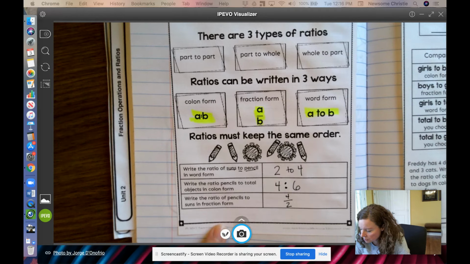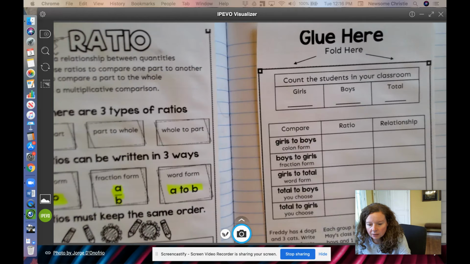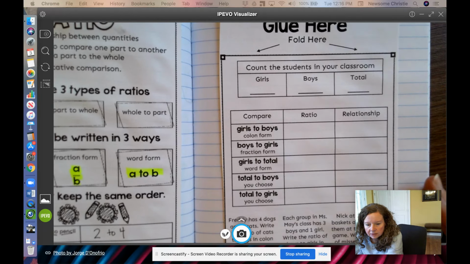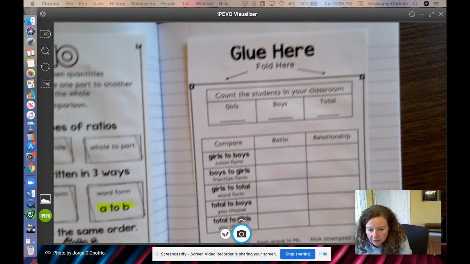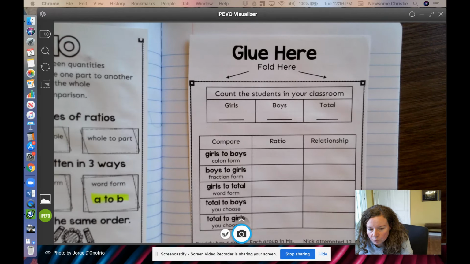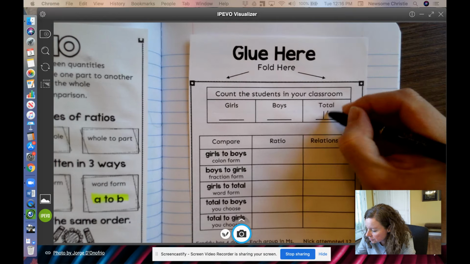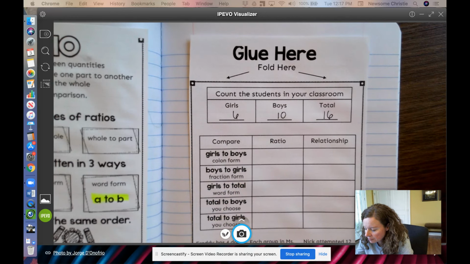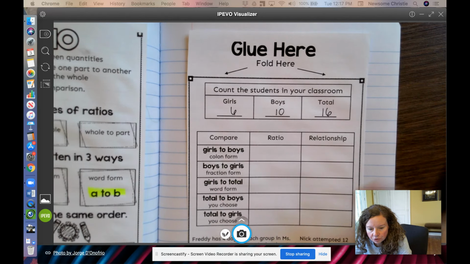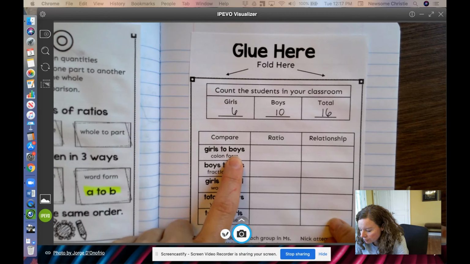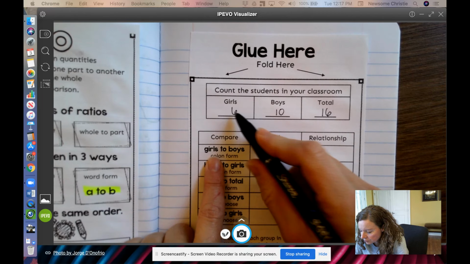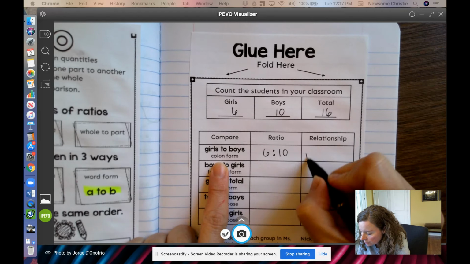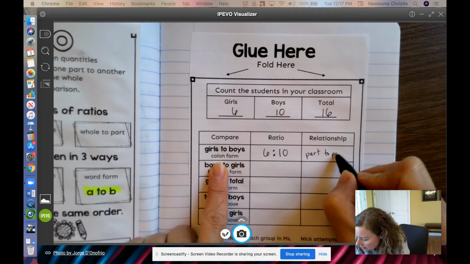Okay? Now we could do a similar kind of thing if we had our class all together, we could compare girls to boys. We're just going to do kind of a fake group right now just so you can see how this would work. Let's imagine that there were 16 kids in our class, and let's say that there were 6 girls and 10 boys. So I'm just totally making this up. If we were going to write the ratio of girls to boys, using the colon, I would say 6 to 10. Okay, and girls to boys is a part to part comparison.